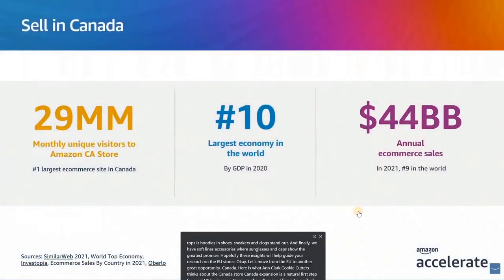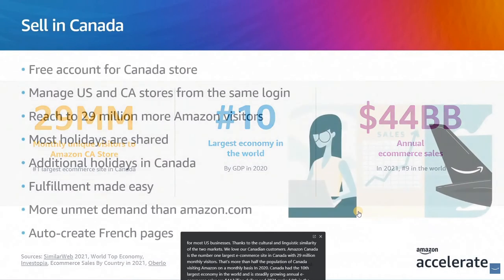Amazon Canada is the number one largest e-commerce site in Canada, with 29 million monthly visitors. That's more than half the population of Canada visiting Amazon on a monthly basis. In 2020, Canada had the 10th largest economy in the world and is steadily growing. Annual e-commerce sales are $44 billion in 2021, ranked 9th in the world.